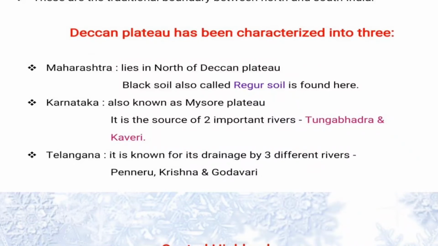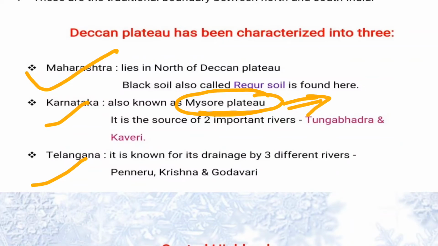the Deccan Plateau has been characterized into three major parts, and these are Maharashtra, Karnataka, and Telangana. Now Maharashtra is actually the north of the Deccan Plateau. If we have to say which state is in the north of the Deccan Plateau, that is Maharashtra, where you will find black soil, which is called the regular soil, which is very much used for the cultivation of cotton.